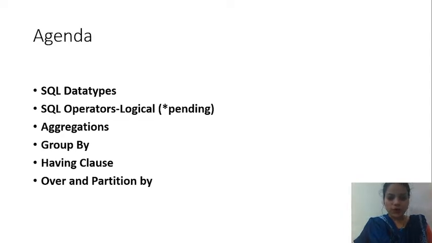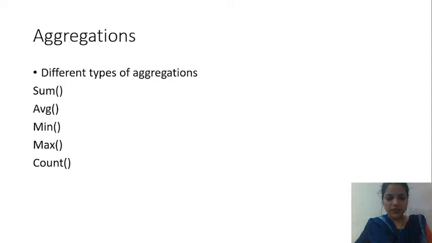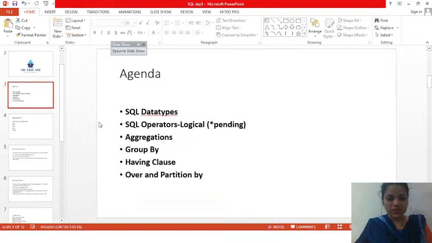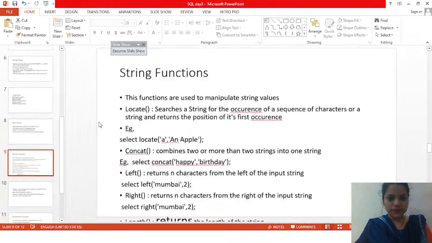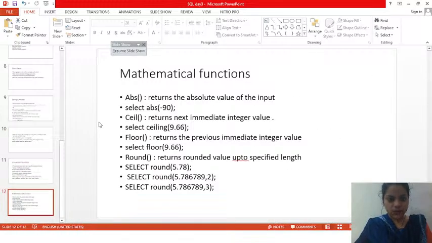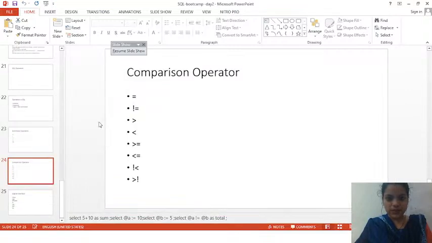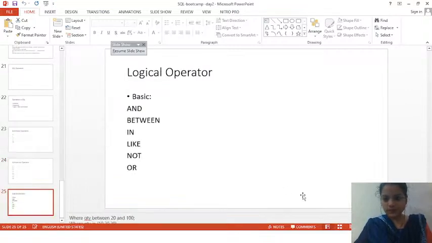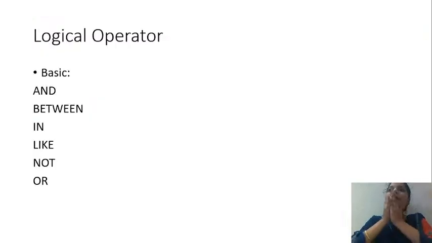So here we go. Starting from logical operators. These are the different logical operators first of all. That is and, between, in, like, not, or. We'll go through them one by one.